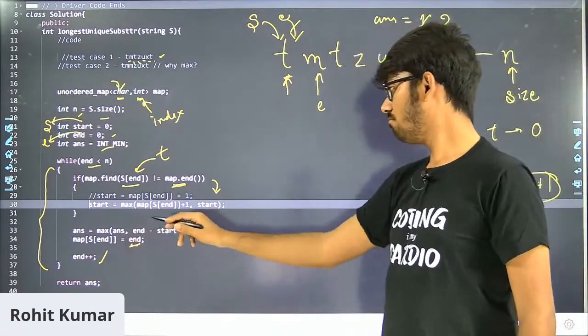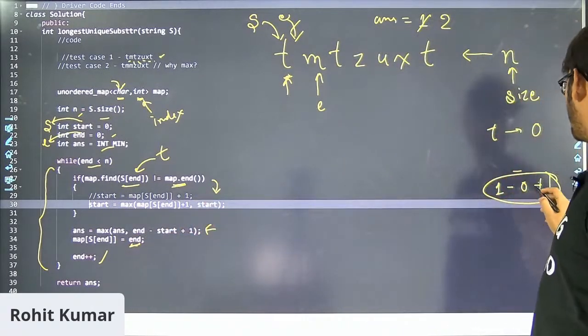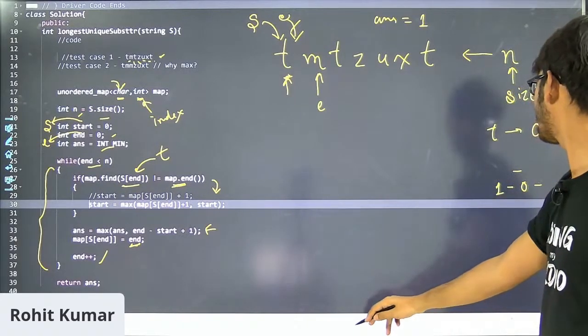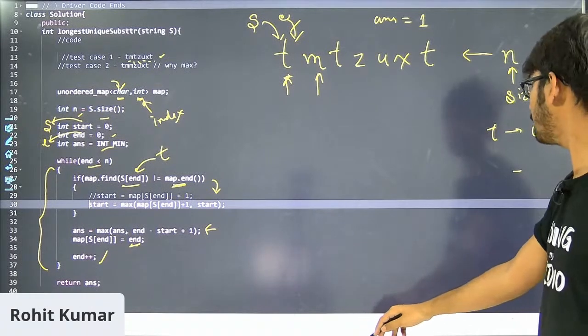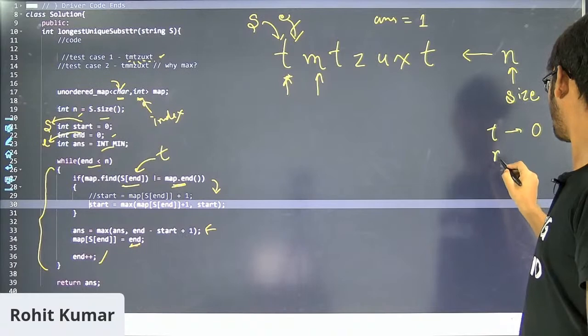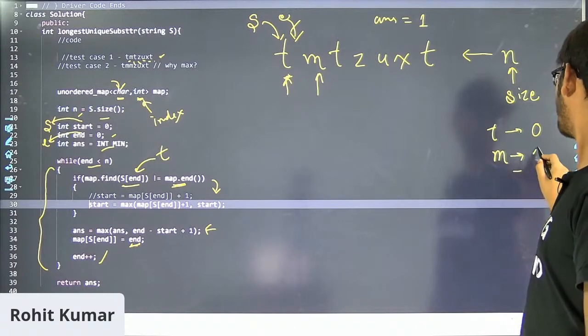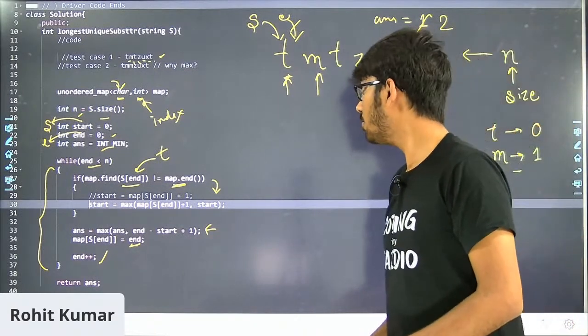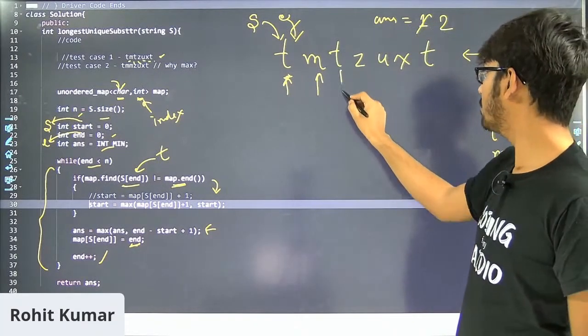I do map[s[end]] equals end. Basically, I'm trying to maintain my map over here. The index is 1 and the answer has become 2. Now I do end plus plus and I come over here.